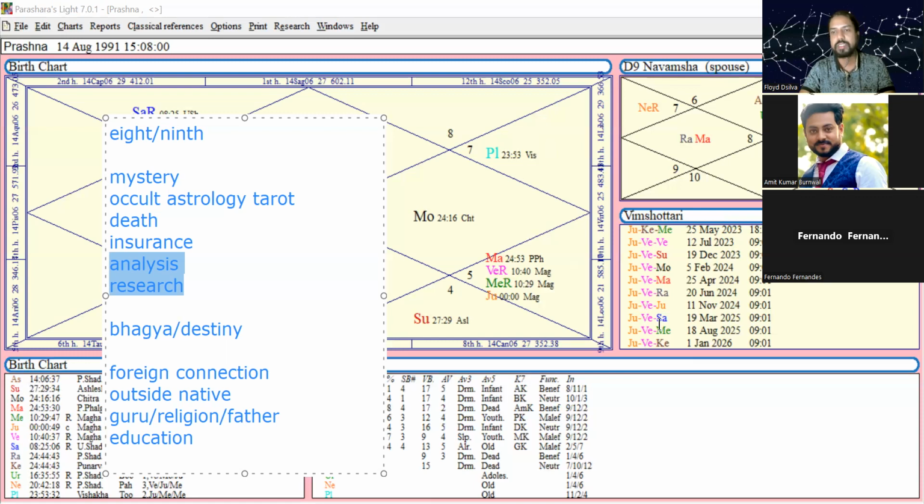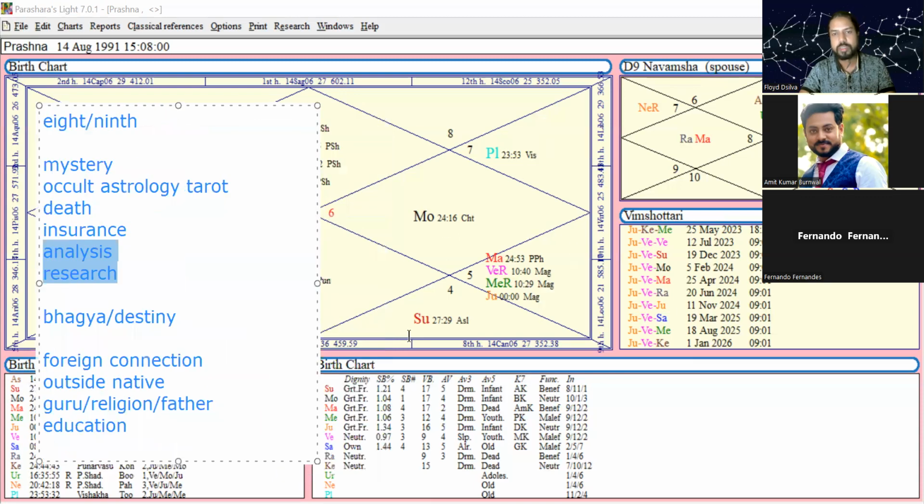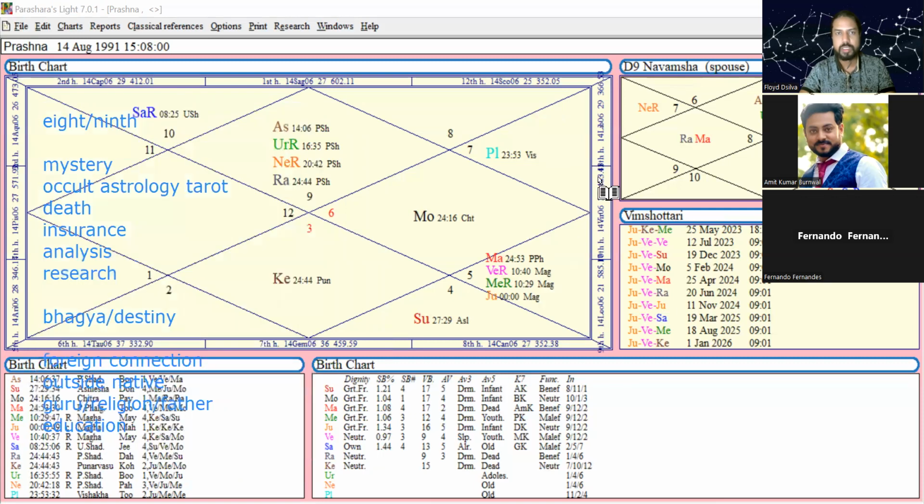Anything else you can say, Mr. Fernando, based on this 8th house, 9th house? Anything else? I think everything is covered mostly. So now there is a sign involved here.